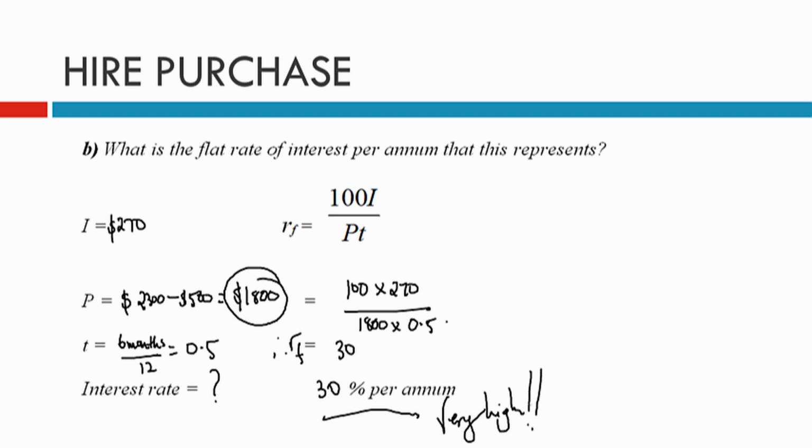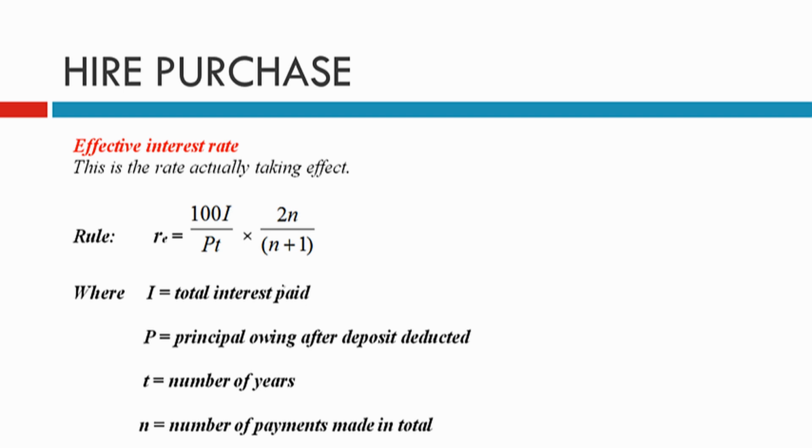So let's have a look at the effective interest rate. This is what they actually charge us. Now the effective interest rate, you can see that the formula uses the same rule for the flat rate of interest, 100I divided by PT, and then it's got this times 2n divided by n plus 1. N being the number of payments that have been made in total.